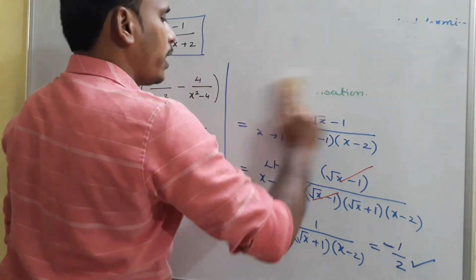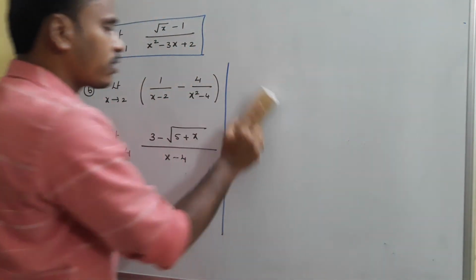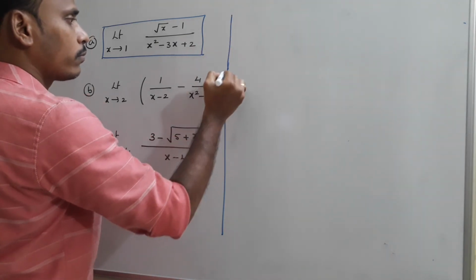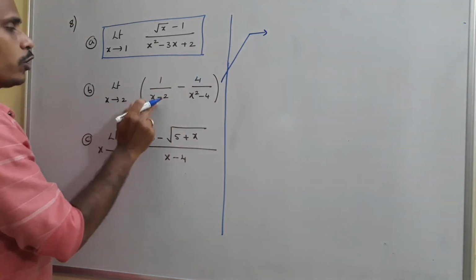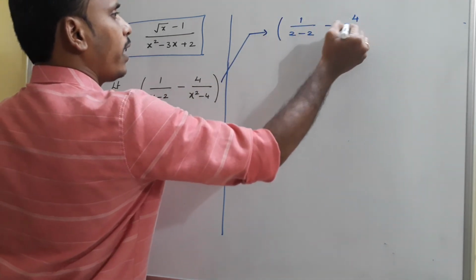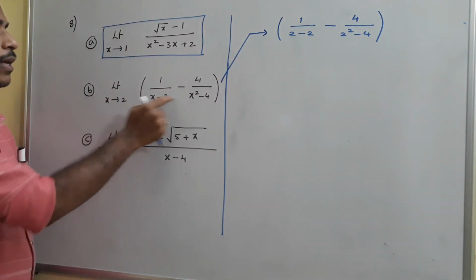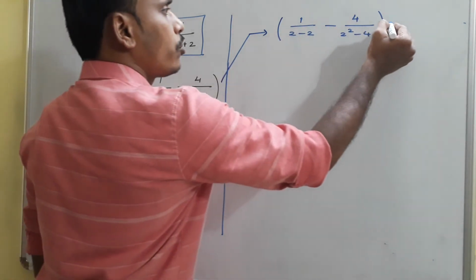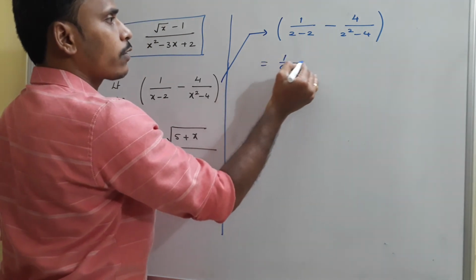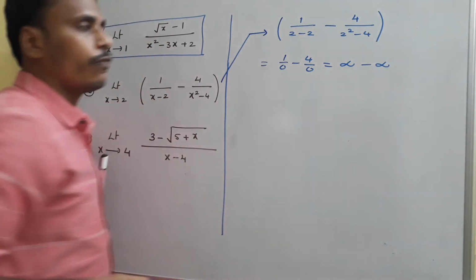So the first problem is completed and the answer for that one is minus 1 by 2. For the second problem, again the same task as the first problem. First you just replace x with 2. If you replace x with 2, we get 1 by 2 minus 2 minus 4 by 2 square minus 4. Directly replacing x with 2, 2 minus 2 is 0, which gives 1 by 0 minus 4 by 0. 1 by 0 is infinity, 4 by 0 is also infinity.